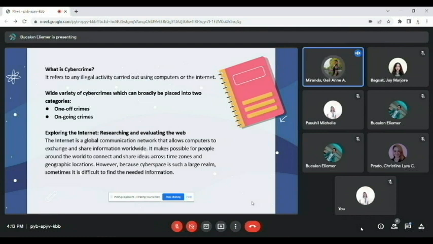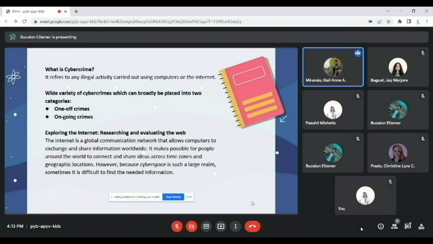It is also referred to as a crime that is practiced by those who have technological skills and use the internet to achieve their bad motive. There is a wide variety of cybercrimes which can broadly be placed into two categories: one-off crimes and ongoing crimes. One-off crimes, such as installing a virus that steals your personal data; ongoing crimes, such as cyberbullying, extortion, distributing child pornography, and so on.